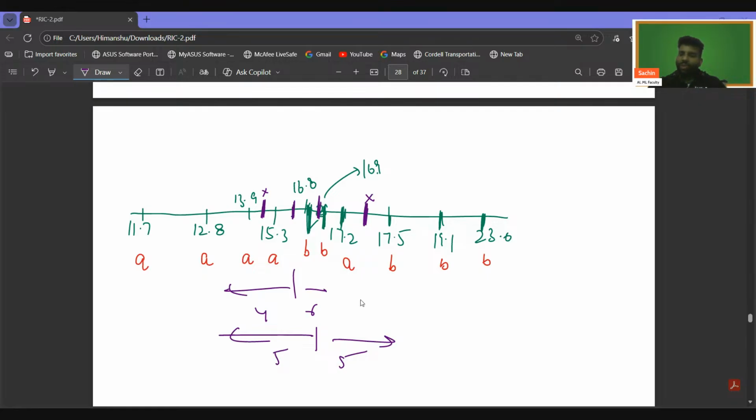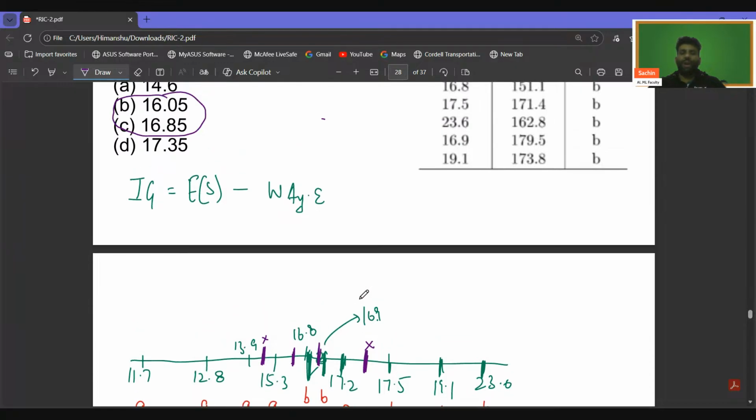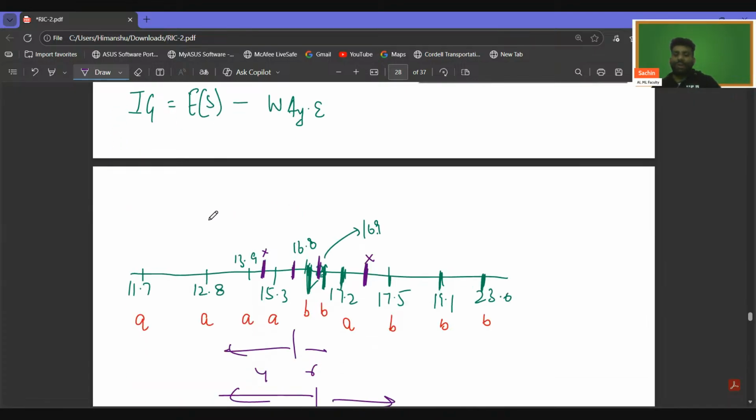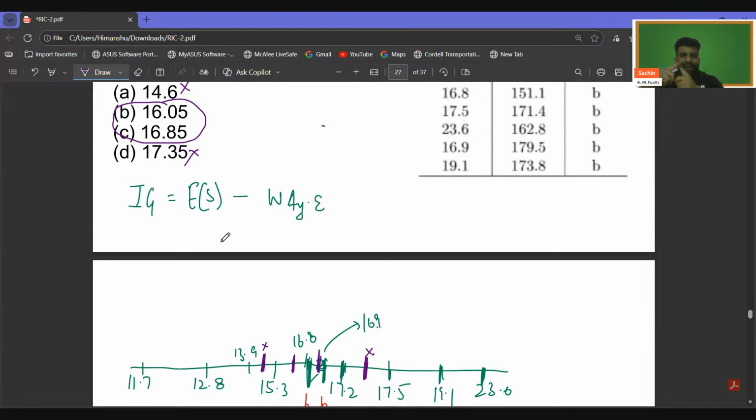What do you think? You know the answer. If not, it's okay. You can just use the formula. So what I'm telling you is we could eliminate these options very easily by intuition only, because you need to think about the number of data points as well and the number of pure nodes also. So you can see 14.6 and 17.35 were not good because it was imbalanced with respect to the number of nodes, and they were not pure nodes as well. But if I consider these two, it seems to be fine.